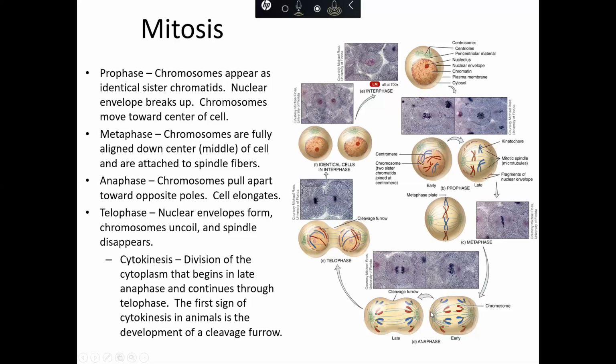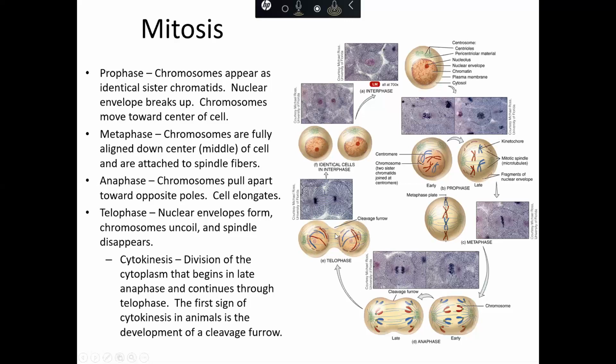Anaphase is where those chromosomes pull apart, okay? And the cell begins to elongate. We even start to see possibly the formation of a cleavage furrow, which is the first sign of cytokinesis, where the cells are going to split into two halves, meaning that the cytoplasm is splitting.